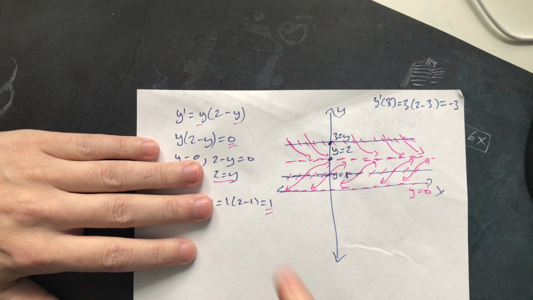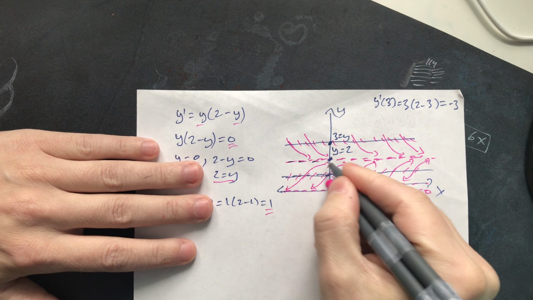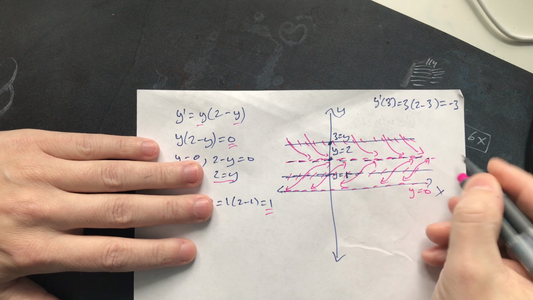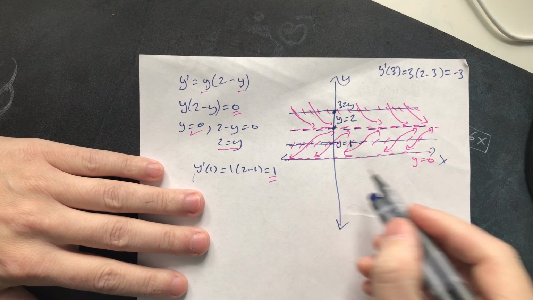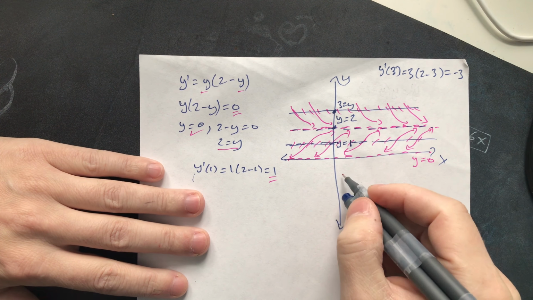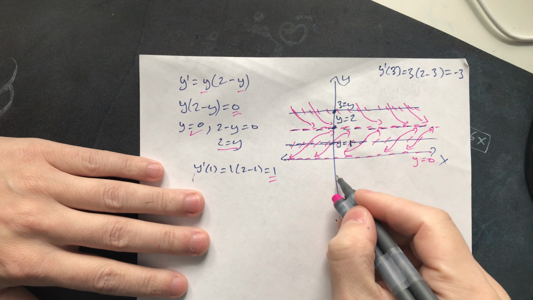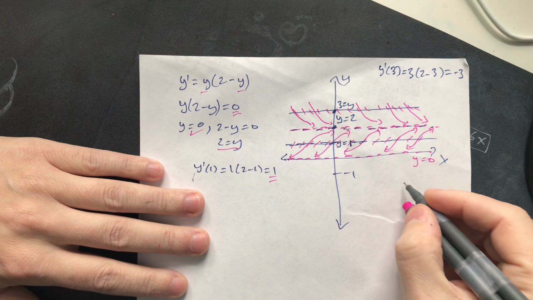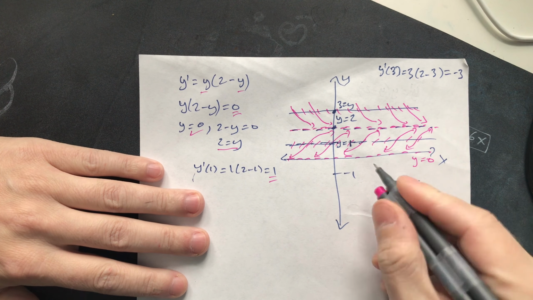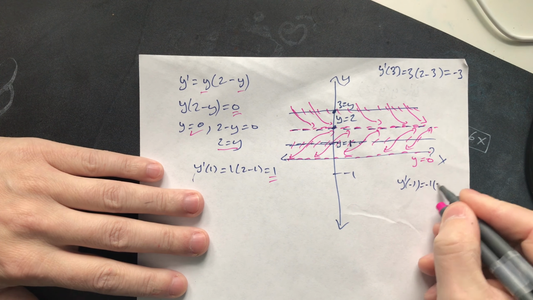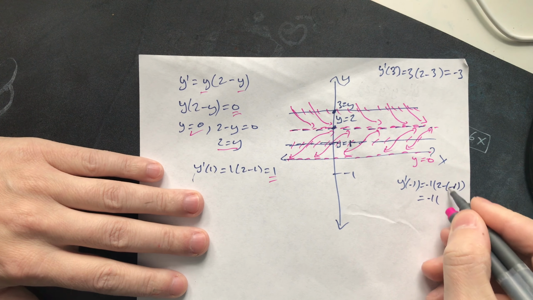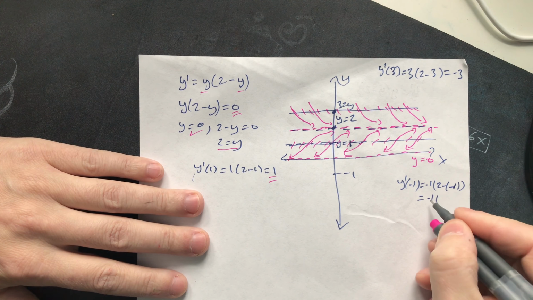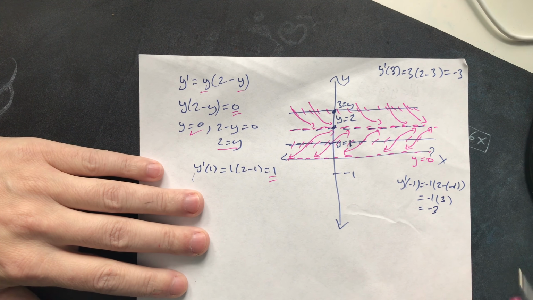All right. Maybe I should do it in a different color, otherwise it's kind of hard to tell now. Okay, so this is that. And the question is naturally, what happens below it? Specifically, let's say when y has the value negative 1. So work it out: y prime of negative 1, plug it in. So negative 1 times (2 minus negative 1). So this is going to be a plus here. So 2 plus 1 is 3. Therefore, you end up with negative 3.